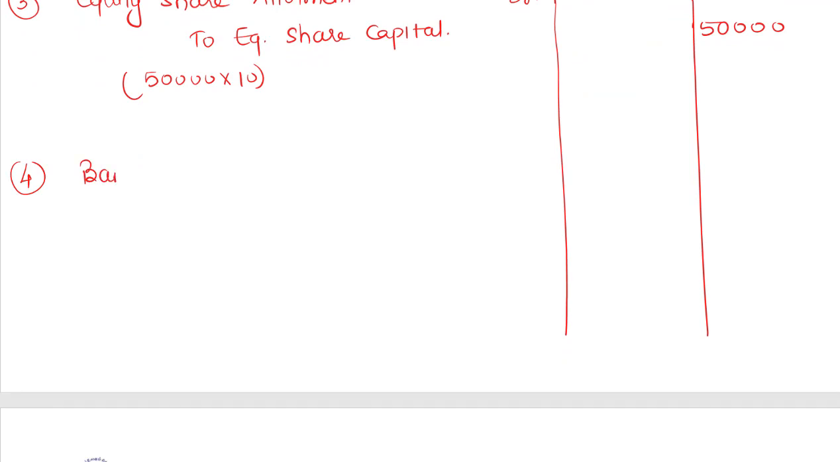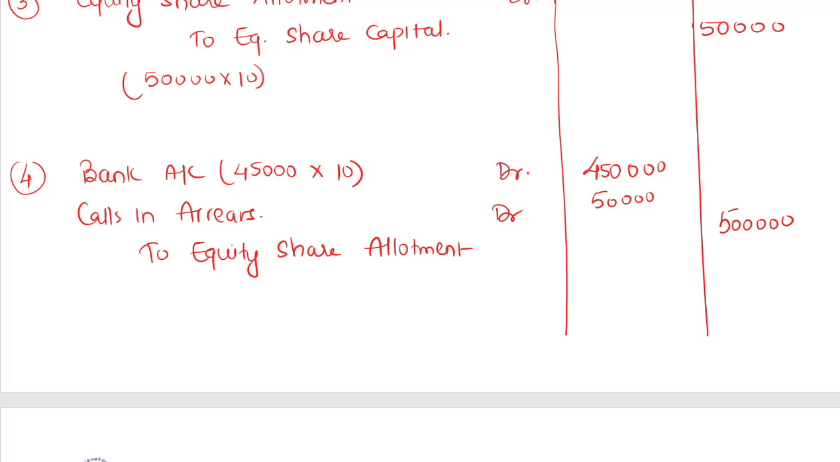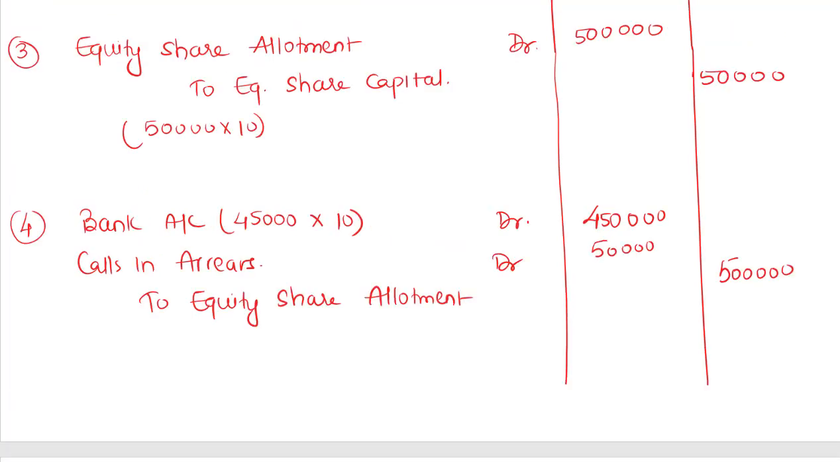Next entry, bank account debit. We have received for 45,000 multiplied by 10, 4,50,000. Calls in arrears debit 50,000, to equity share allotment 5 lakhs. I believe you understood this. Let us move ahead.